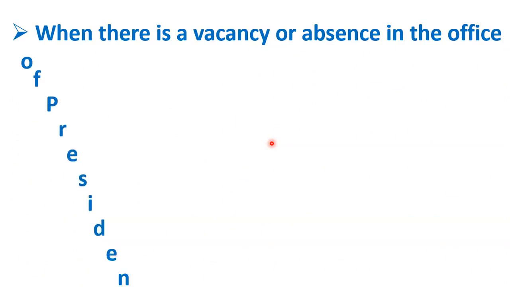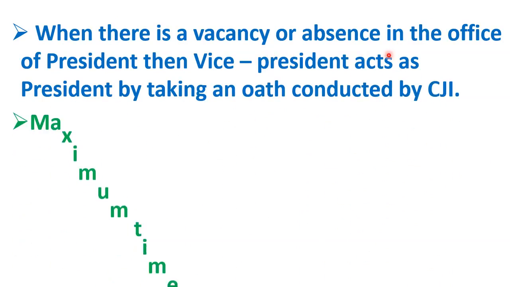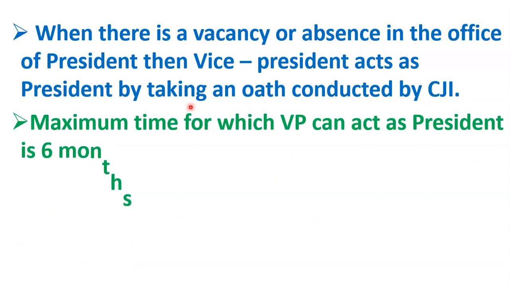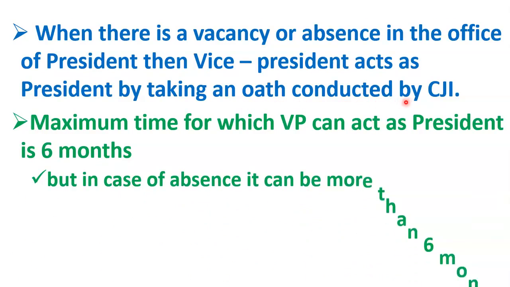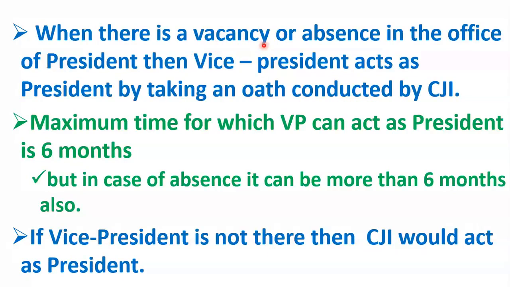Then friends, when there is a vacancy or absence in the office of president, the vice president acts as president by taking an oath conducted by the CJI. Now, first of all, you have to understand the difference between vacancy and absence. Vacancy, I already explained: vacancy means when there is no person holding that post, when the post of the President of India is empty.